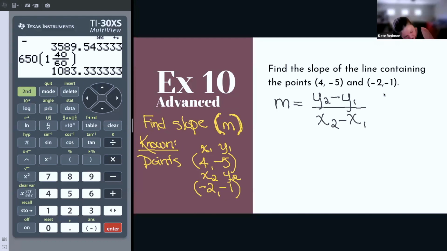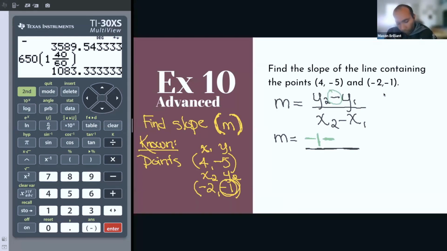Now let's substitute in what we know. So we are finding the slope, and it's going to be equal to, don't forget that nice long fraction bar. And now we want to take the second y and subtract the first y. Mason, what's the second y? -1. Beautiful. And from that, I need to subtract, put a minus because there's a minus in the formula, and I need to subtract the first y. What's the first y? -5. -5. I need to subtract -5.